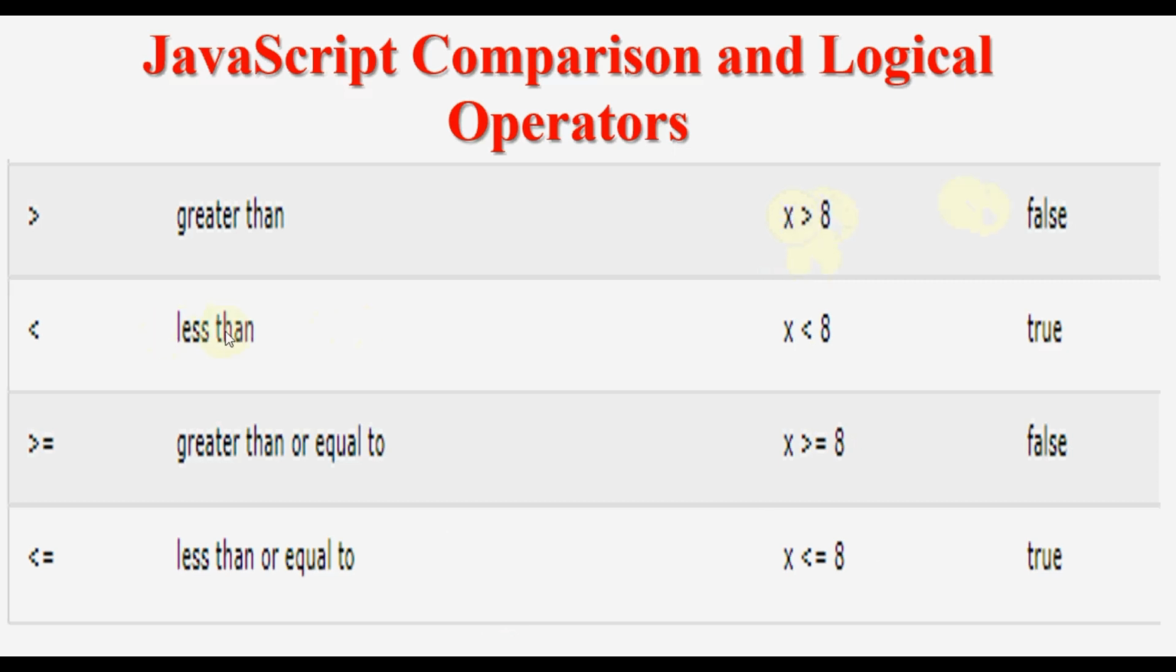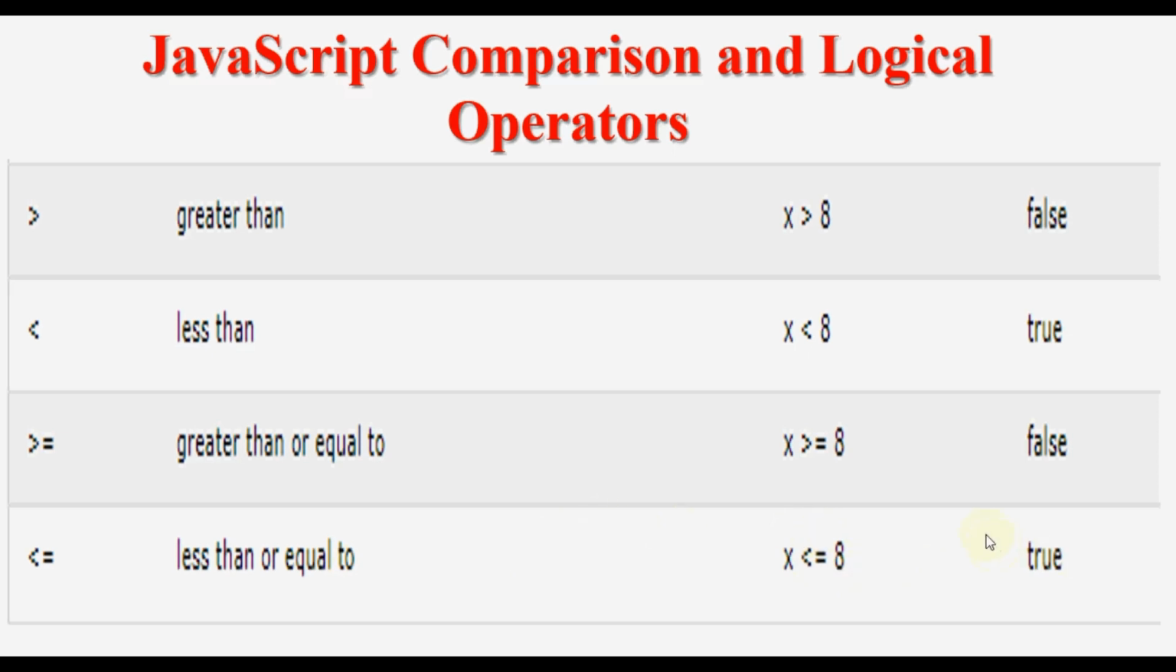The less than operator compares a value to another value or variable and checks if it's less than that value. So in our case, x is 5, and we're saying that 5 is less than 8, so that is true. Greater than or equal to checks if a value is greater than or equal to another value or variable. So we're saying that 5 is greater than or equal to 8, which is false. Less than or equal to checks if the value is less than or equal to another value or variable. So we're saying 5 is less than or equal to 8, which is true.